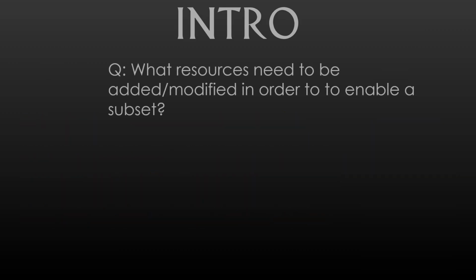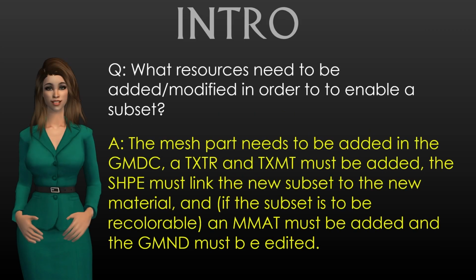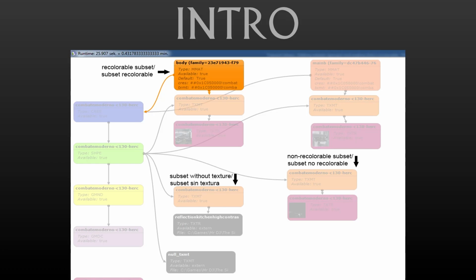What resources need to be added and modified in order to enable a subset? To get a basic subset working, you would first need to add the mesh group in the GMDC, then add a TXTR and a TXMT to enable the material, and then edit the shape to recognize the new subset. If you want to make it recolorable, you would also need to add an MMAT and make an edit in the GMND. This is an example of what an object looks like with recolorable and non-recolorable subsets.